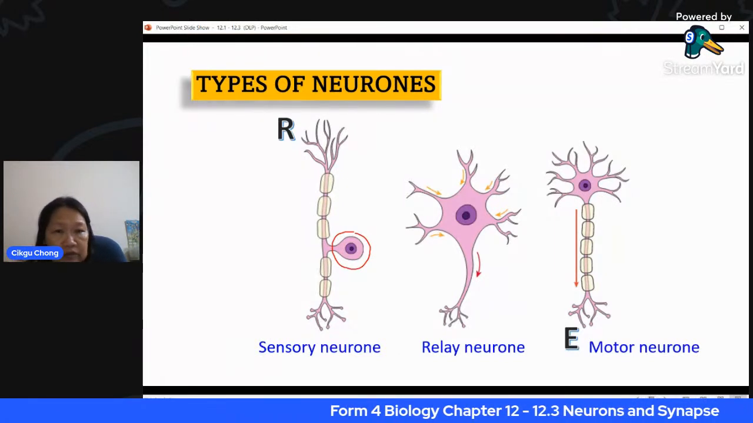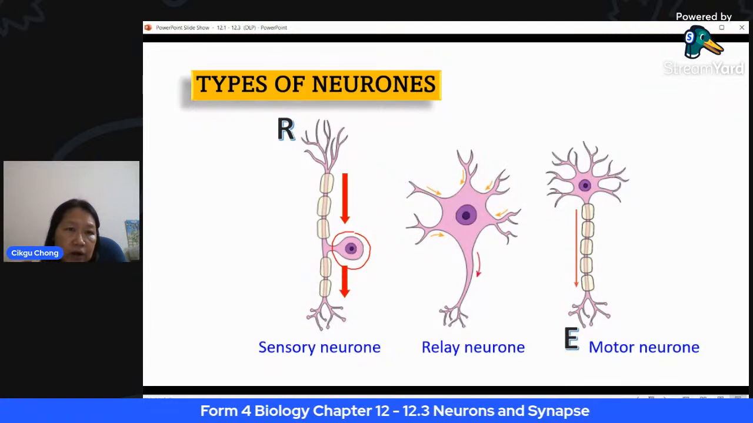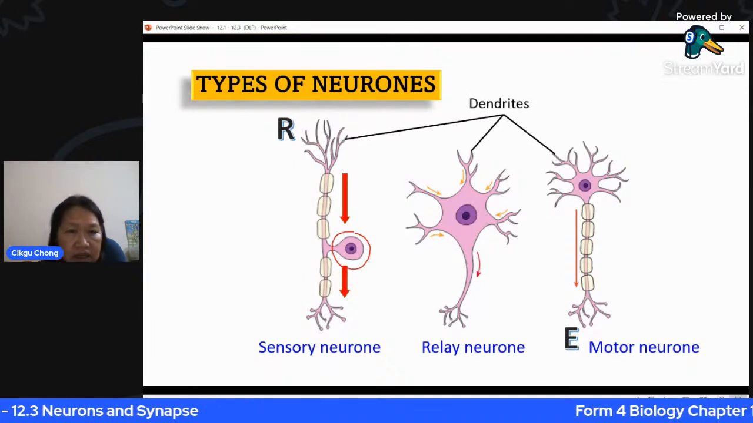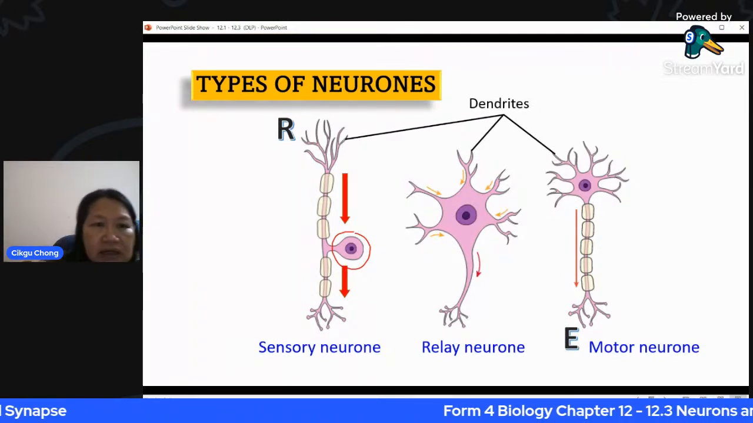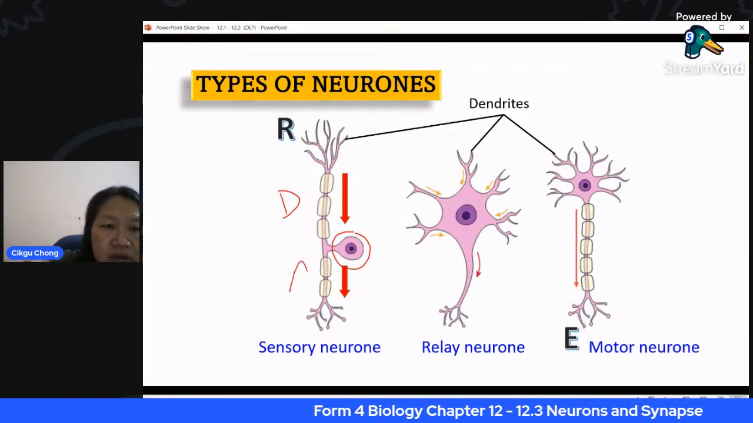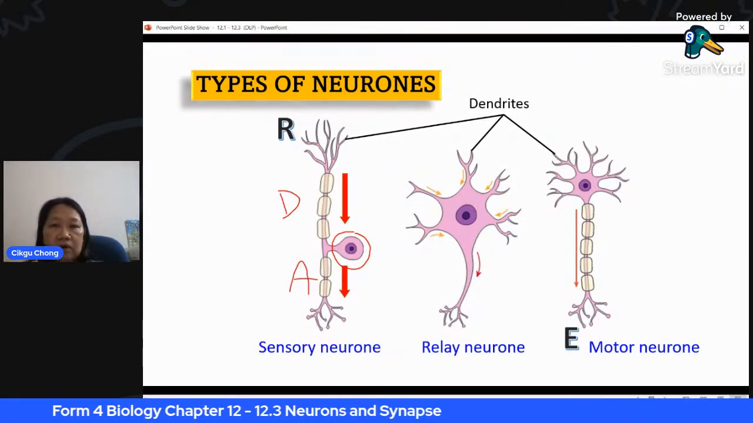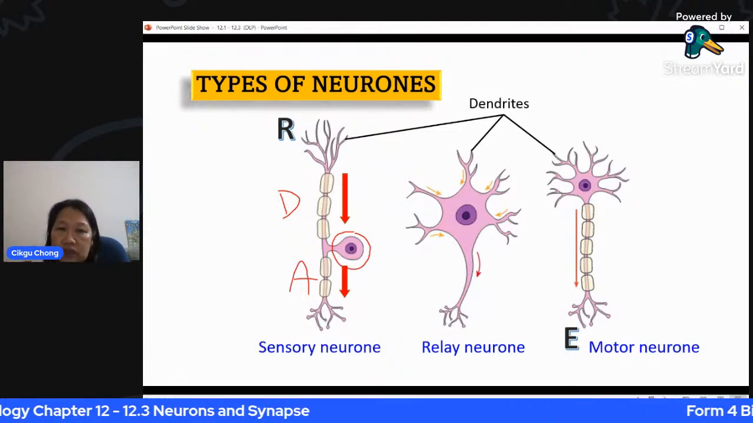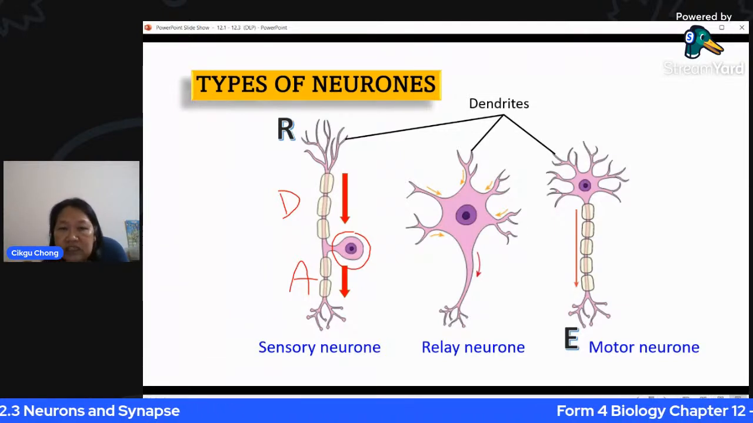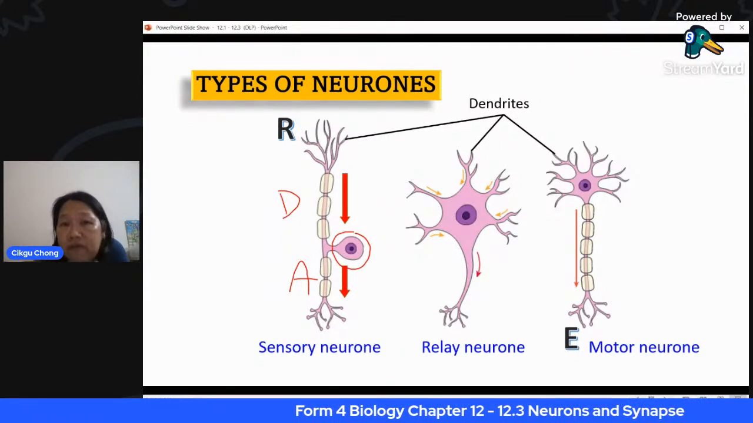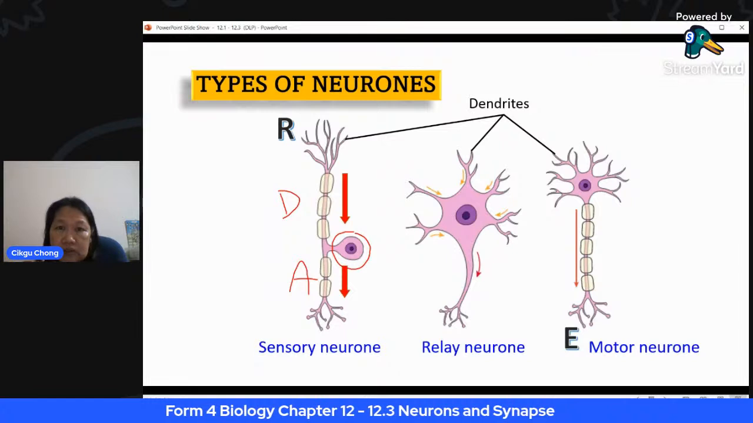Another way to see it is with this one now. For the sensory neuron, the part before is called the dendron. This is the dendron, and the other part is the axon. So you see the direction of the impulse. Again, how do you label? All these are the dendrites. All neurons will have dendrites, because that's where they receive the impulse from the preceding neuron, the neuron before it.